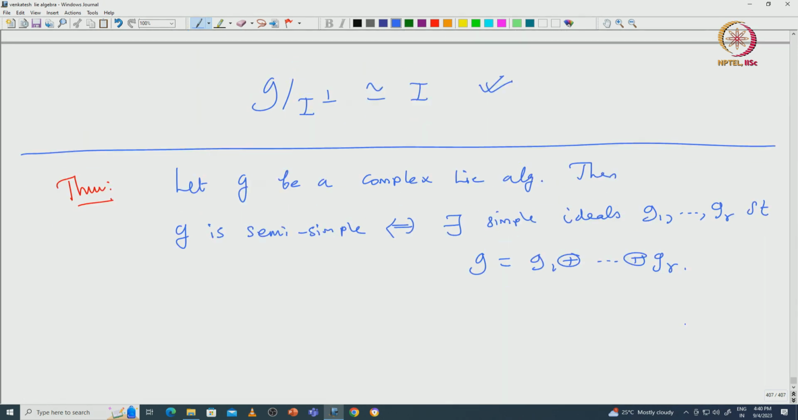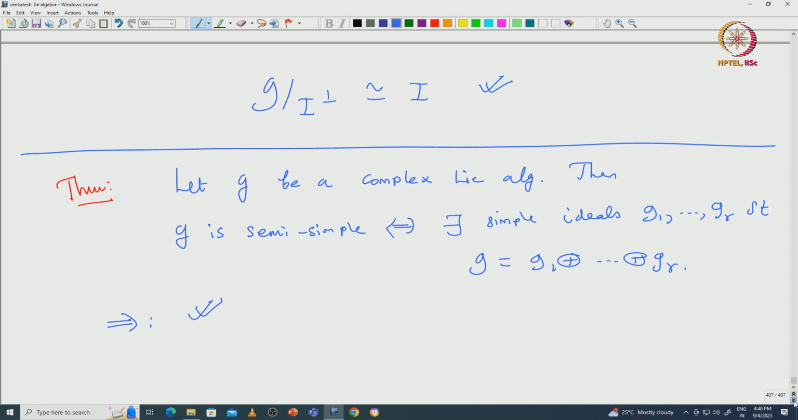One way is actually clear. This is just by induction on the dimension and kappa being non-degenerate. If you start with G and it does not have any proper non-zero ideal, then it must be simple, so in that case we just leave it. Otherwise, you choose a non-zero proper ideal, then you write G as I direct sum I perp using the earlier result. Now, using induction on I, we can write G as a direct sum of simple ideals. So, that is obvious. Now we will prove the other way.